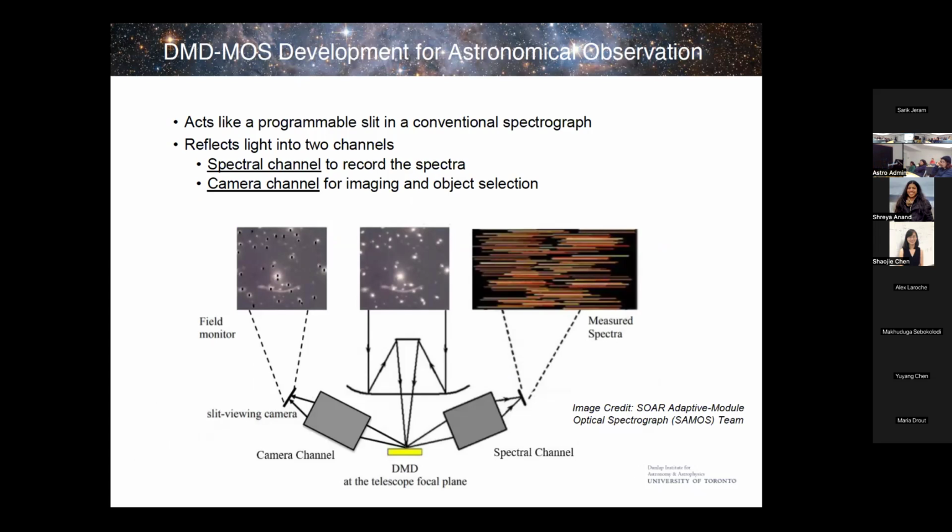This figure gives you the concept of how the DMD works. On the focal plane of the telescope, because it's a mirror, it reflects light to the imaging channel or to the spectral channel, and each mirror can be controlled. On the left-hand figure, the blanks are the objects that go to the spectral channel, while the camera images the rest of the field of view. So it can do both imaging and spectroscopy simultaneously.